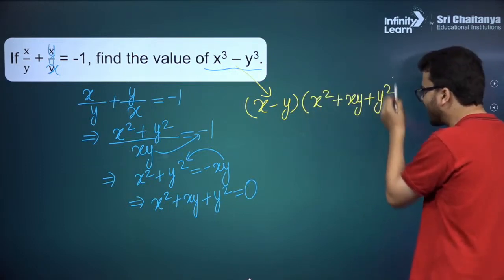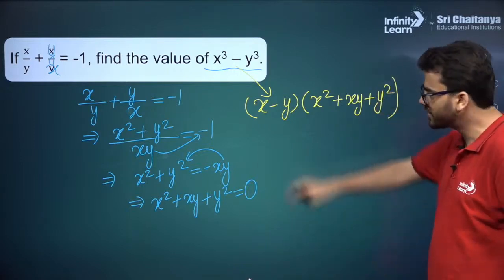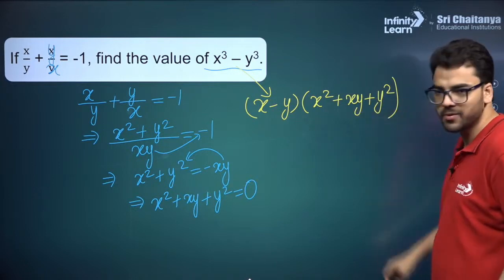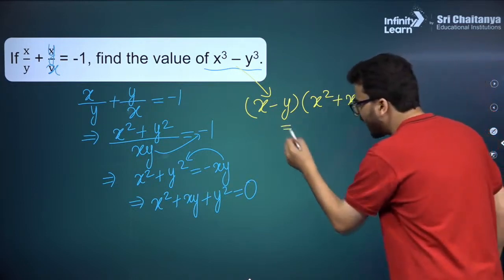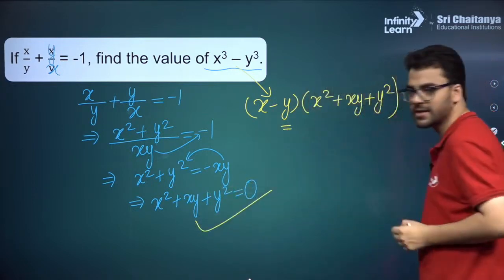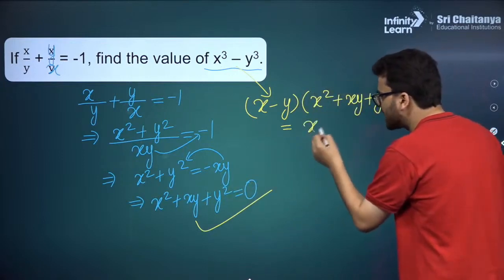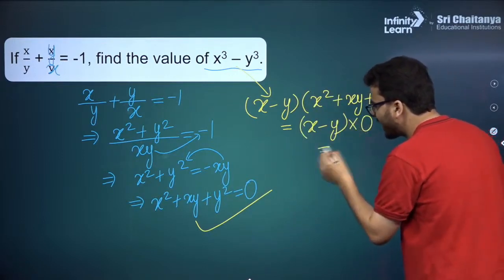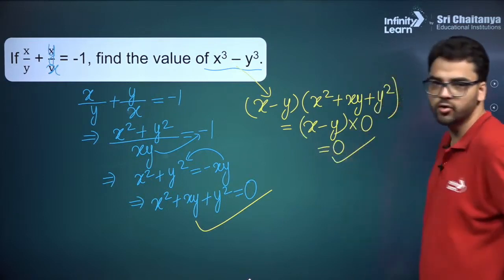I did derive this identity as well in the previous session. So x cube minus y cube is (x minus y) into (x square plus xy plus y square). And you see we have got the value of x square plus xy plus y square. So the answer will be equal to (x minus y) into 0, or you can say that the value of x cube minus y cube is 0.